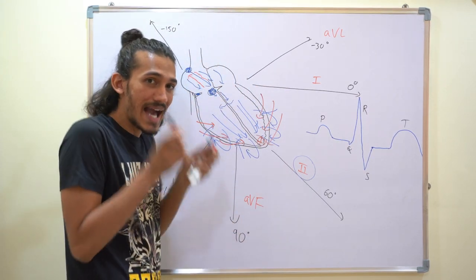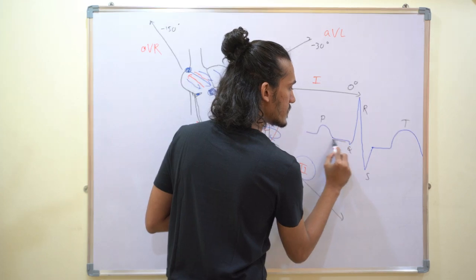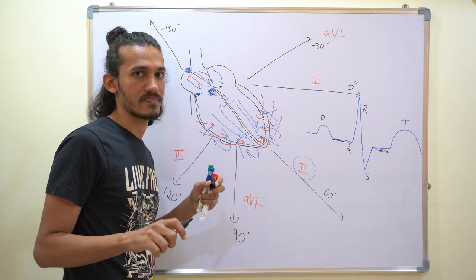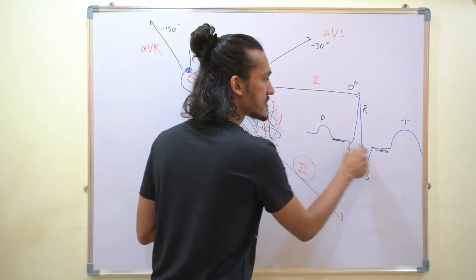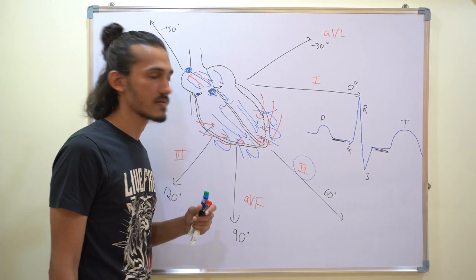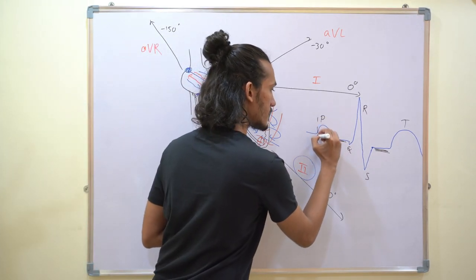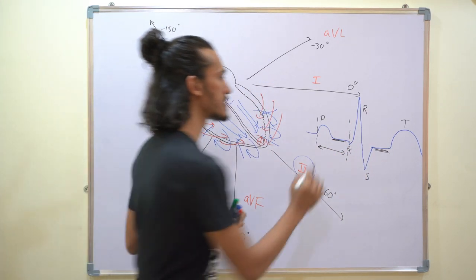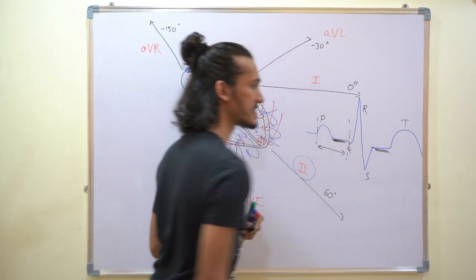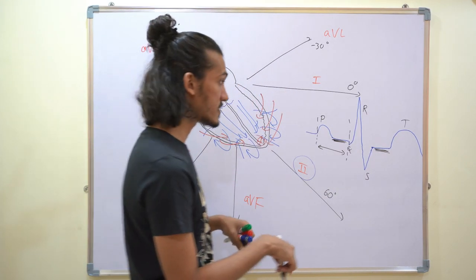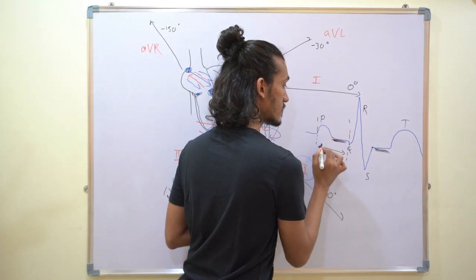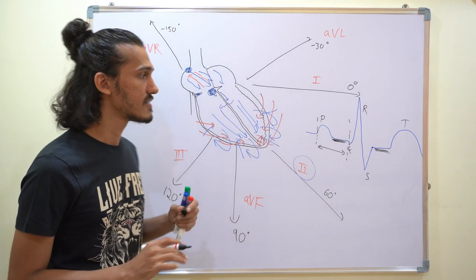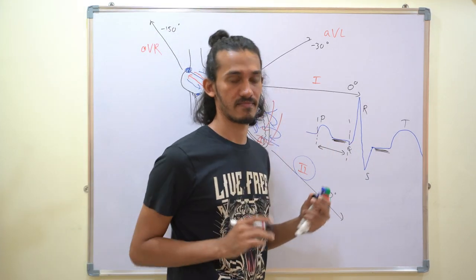Now there are isoelectric segments in between them. These are isoelectric segments, where no electrical activity is present, right? So these are segments. This is a segment where only the isoelectric line is there, right? If you include a wave along with a segment, that becomes an interval. We include one or two waves along with the segment, and that becomes an interval, right?